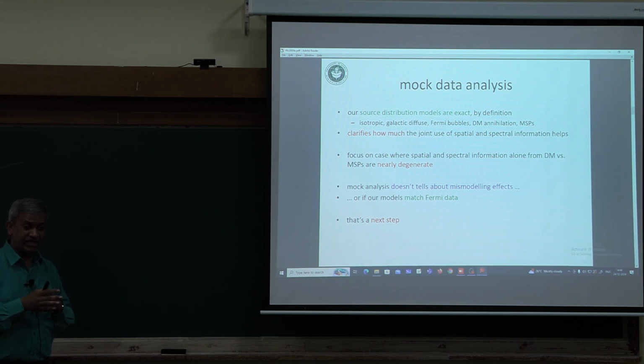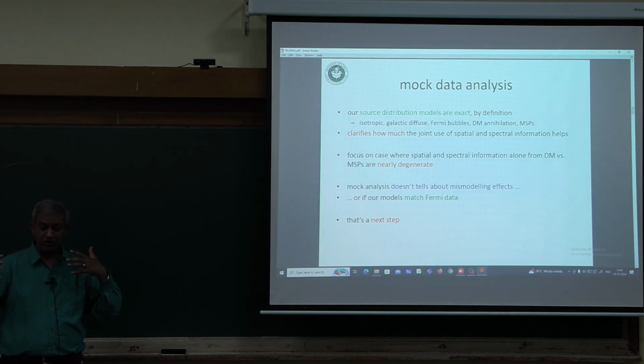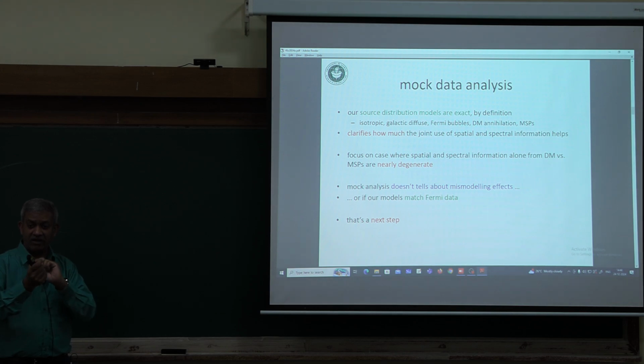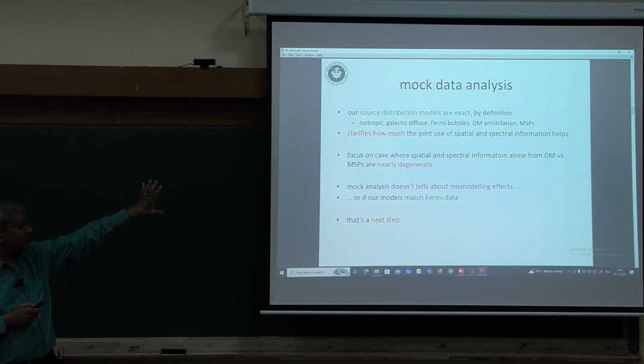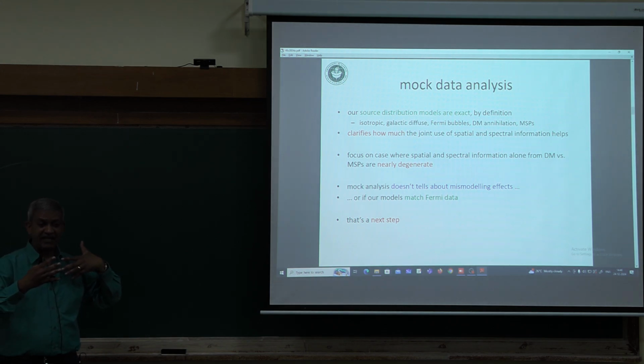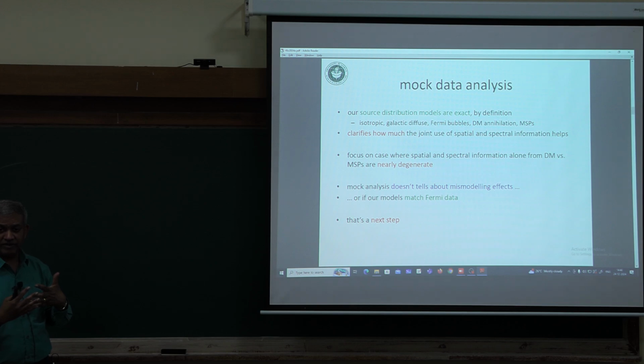and spectral information helps us improve our constraints beyond just using one or the other individually. And in particular, we want to focus on the case where the spatial and spectral data you would get from dark matter versus millisecond pulsars are maximally degenerate individually, where you really have to rely on correlating the spatial and spectral information. And so by using source distributions that are exact, you avoid clouding any of that issue with whether you've mismodeled the backgrounds.